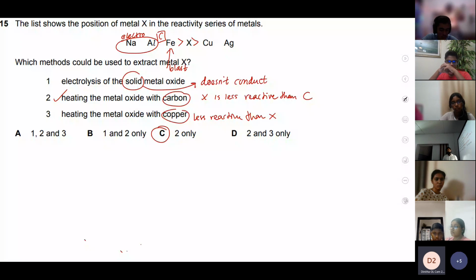The answer that I gave on the board is correct. The answer should be C. 15, yeah, 15. The answer is C. You got 19 out of 20.